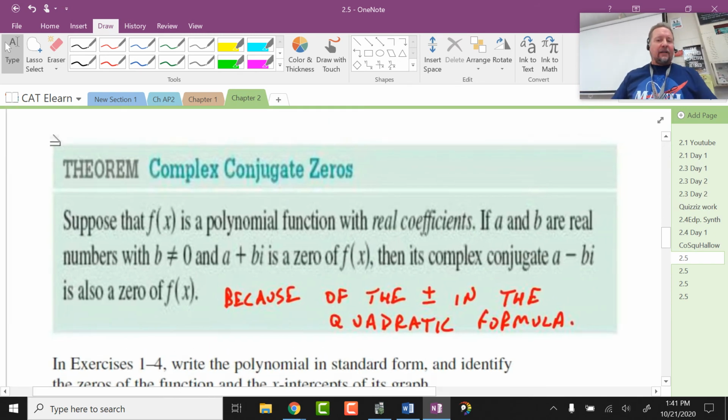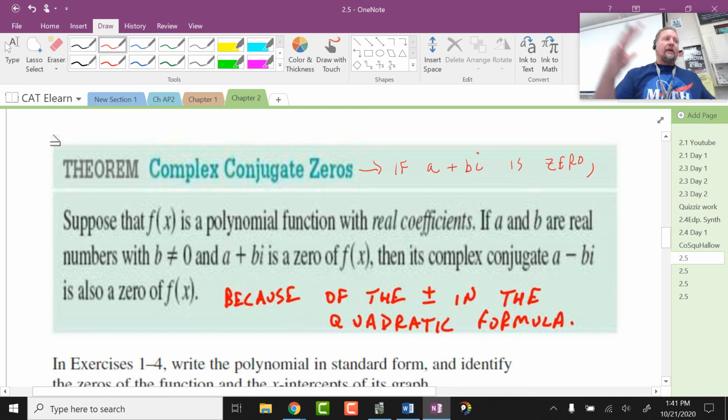The book is really tough to read. It's really not that bad there. I don't want to rip on it here. Here's the complex conjugate theorem. And all it says is this: if a plus bi is a 0, it says more than this, but we got to get to the brass tacks of stuff in this environment that we live in here.